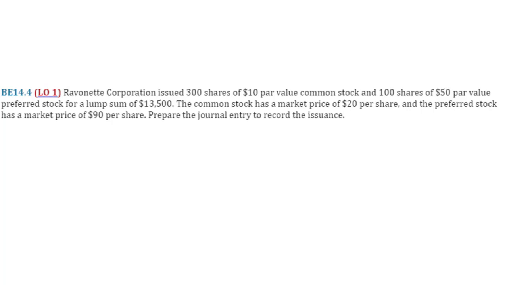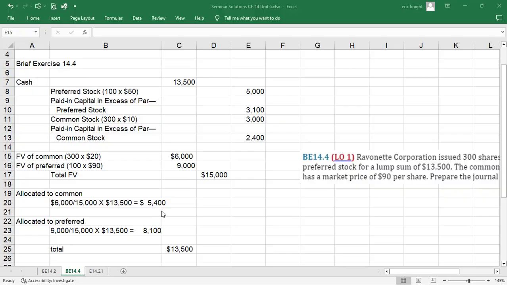The total lump sum they got was $13,500. Now they give us the market price for both the common and the preferred stock, along with the par value for each. So if we focus in on this middle part here, we'll see the problem. The market price is $20 per share for the common, and the market price is $9 per share for the preferred, which would add up to $15,000. But remember, we only got $13,500. So the first thing you do is put the $13,500 in the cash account because you know you got that. And now we need to split it up between the two.